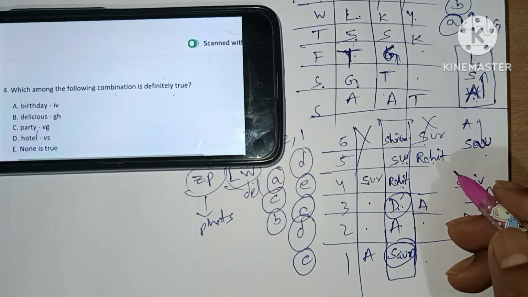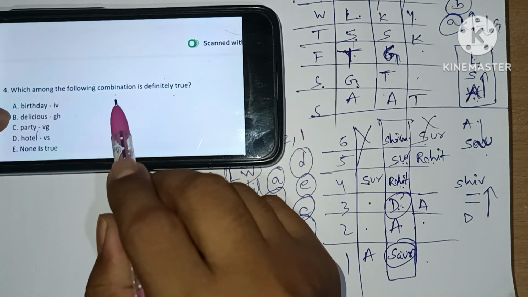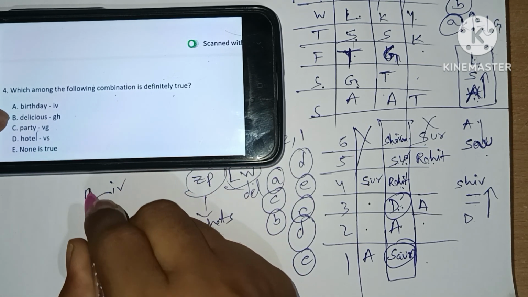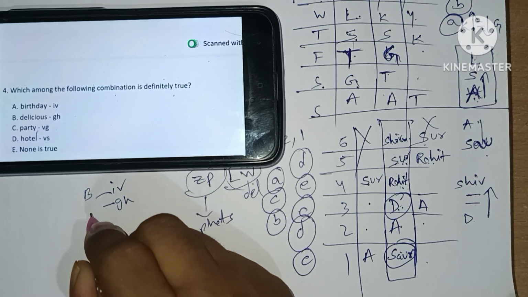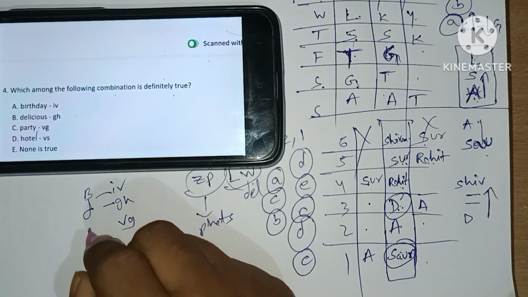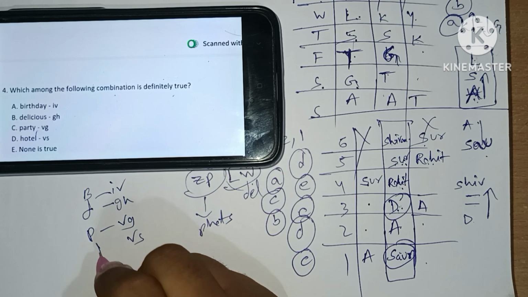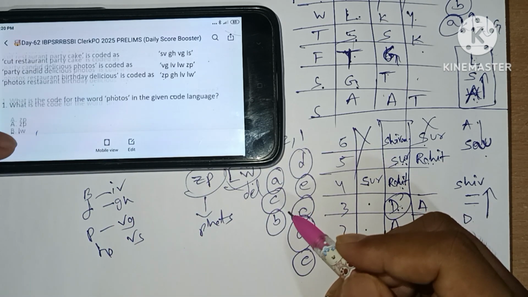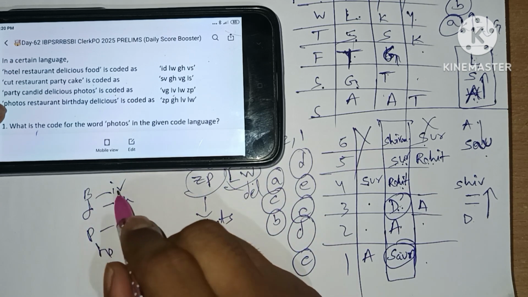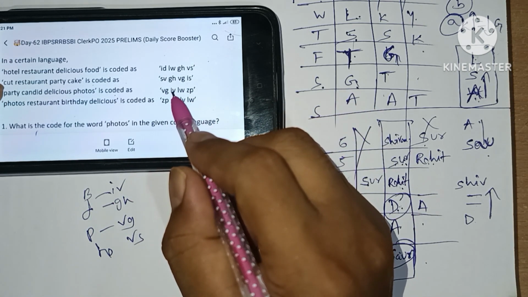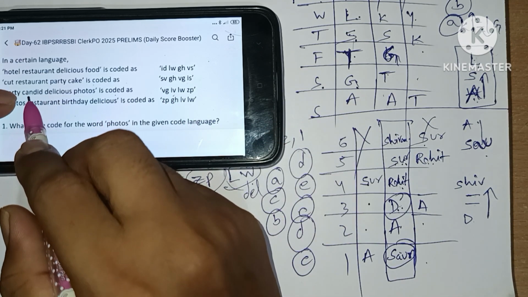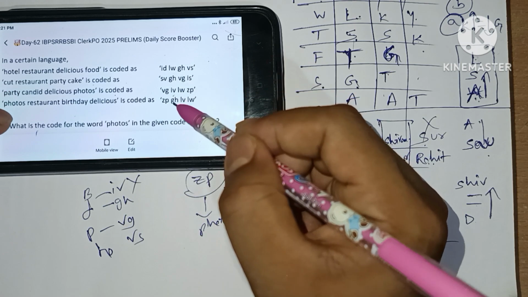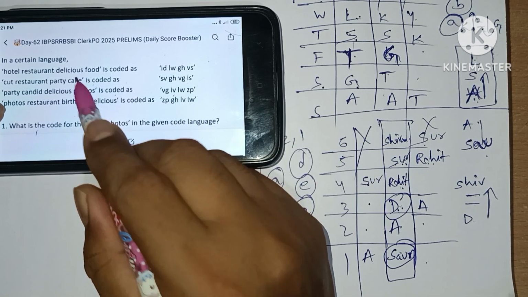Next one. Fourth question. Which among the following combinations is true? Birthday IV, delicious GH, party VG, hotel VS. We need to check which one is true. IV is a single term and we find that it is candid. So this is false. GH, we see GH here and here. So the common word is delicious.